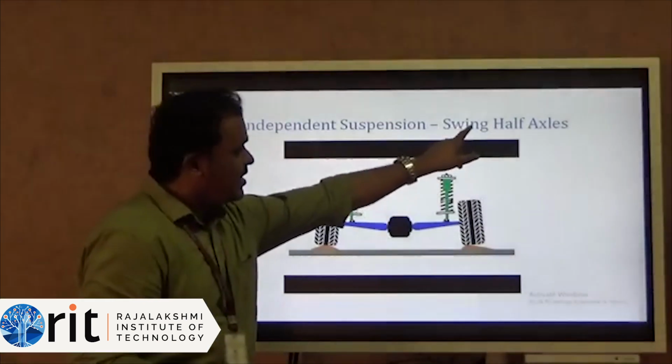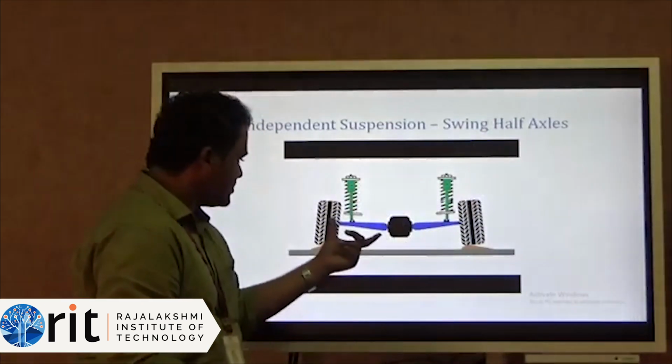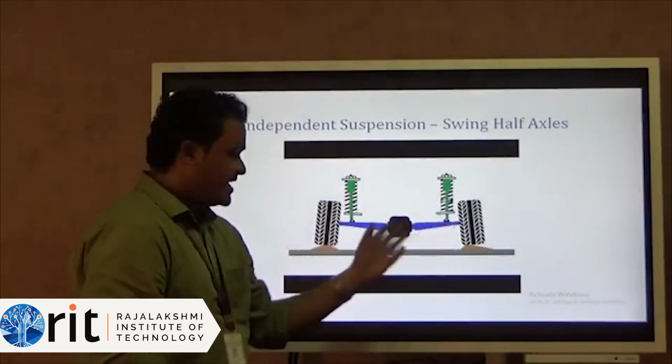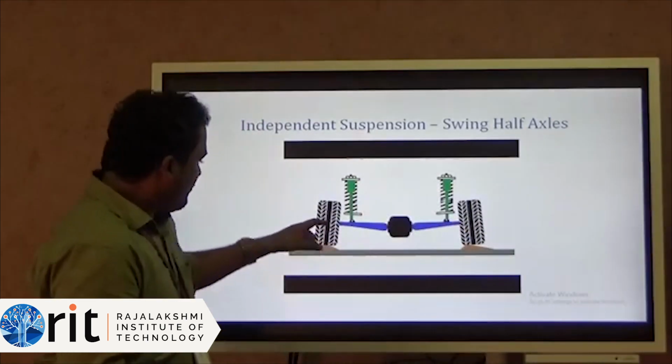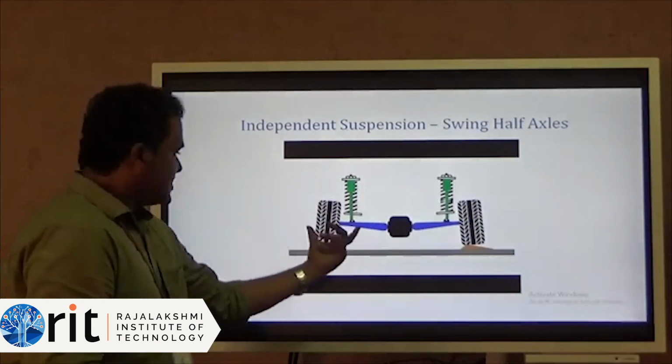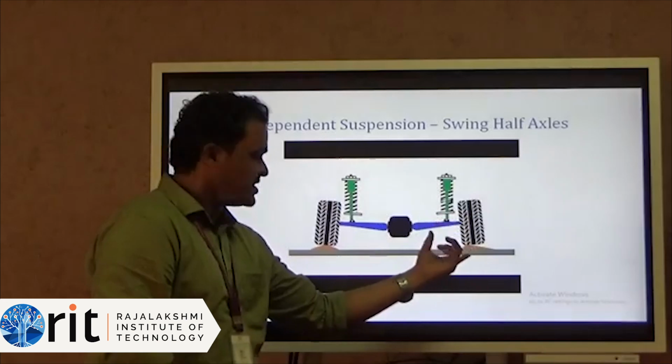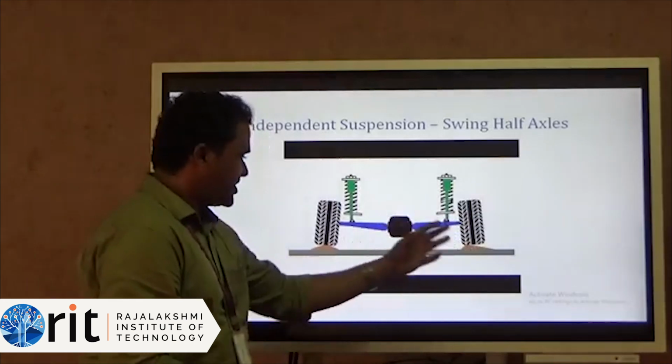The next one, swing axle. The name indicates axle. Swing axle is nothing but this is semi and this is semi. It will act individually. There is no connection between the overall axle. When this goes along the bumps, this part alone moves up and down. Similarly, when this tire moves along the bumps, it will move up and down.